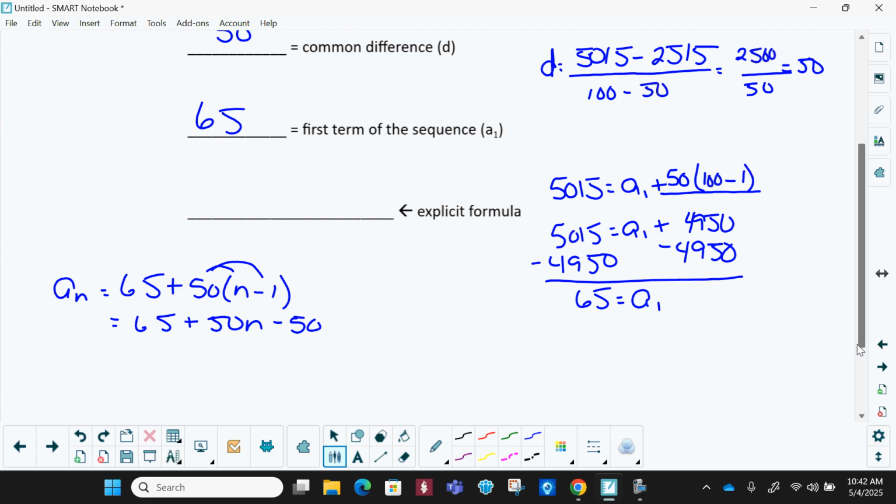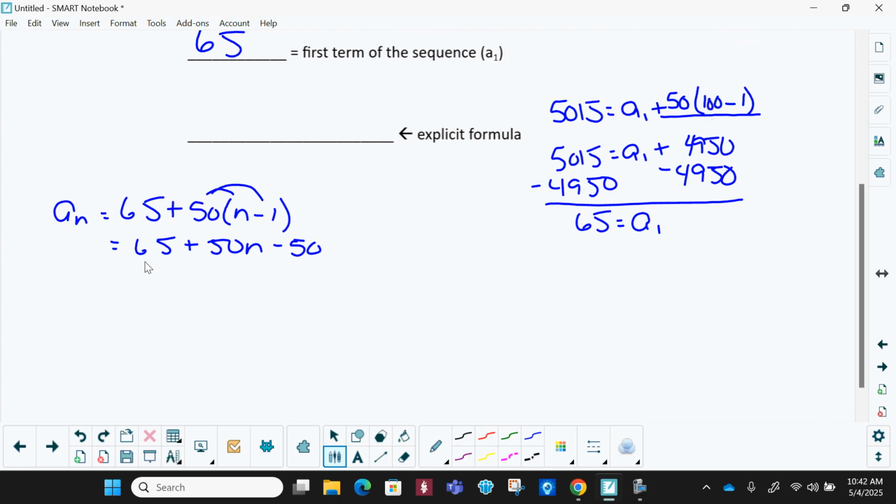Okay, let me just move myself down a little bit more. We're on the same side, so this and this, our like terms. So 65 minus 50 is 15 plus 50N. So AN equals 15 plus 50N. Okay. Or you could do 50N plus 15. Again, it doesn't matter as long as everybody is positive in this situation.